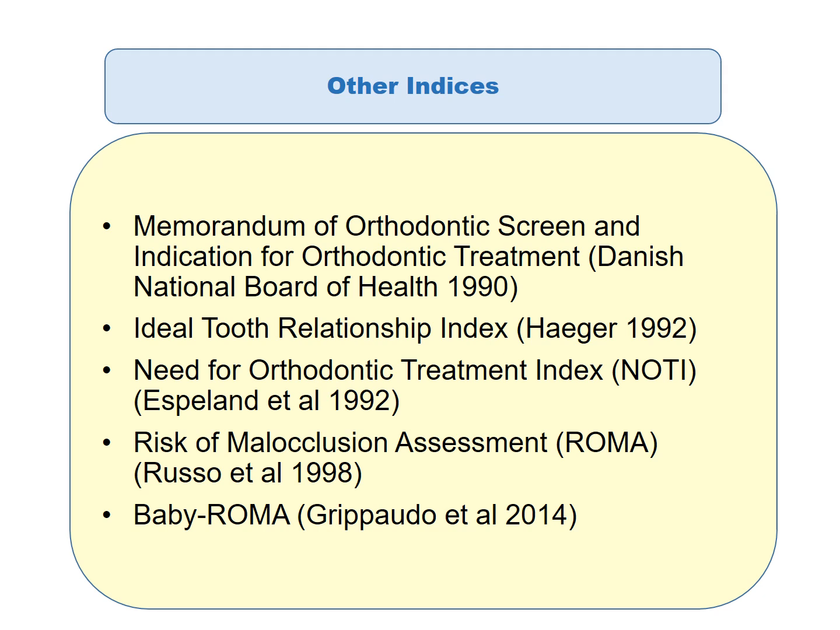Now, there are other indices that have also been introduced. For example, the Memorandum of Orthodontic Screen and Indication for Orthodontic Treatment by the Danish National Board, the Ideal Tooth Relationship Index by Hager, introduced in 1992, the Need for Orthodontic Treatment Index or NOTI, introduced by Espeland in 1992, Risk of Malocclusion Assessment or ROMA, introduced by Russo et al. in 1998, and Baby ROMA, introduced by Grippaudo et al. in 2014.